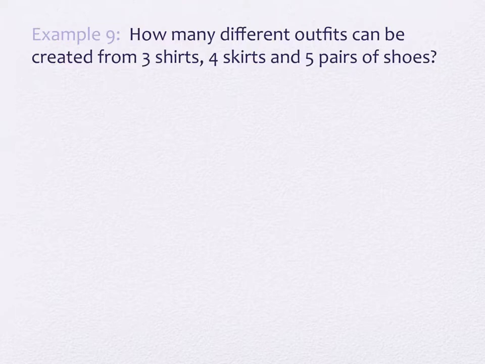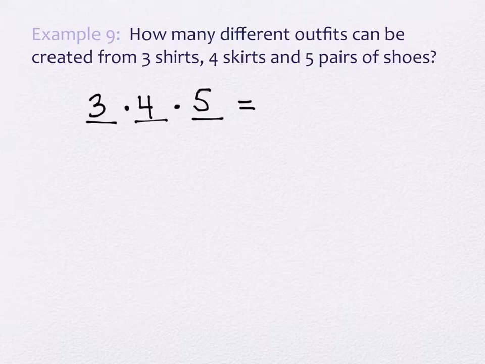Okay? So what would I do according to the fundamental principle of counting? Yeah, I would multiply the 3 different numbers together. There are 3 things that I'm choosing: shirts, skirts, and shoes. And I would multiply them together. So what is 3 times 4 times 5? It's 60. I would have 60 outfits that I could create.